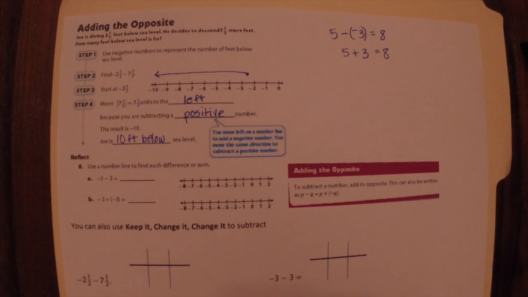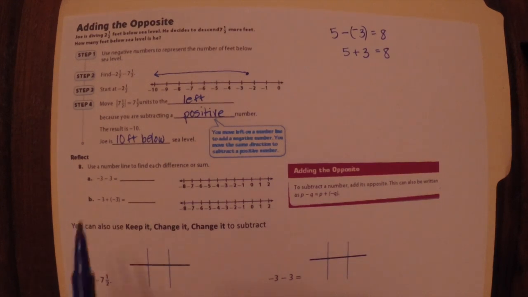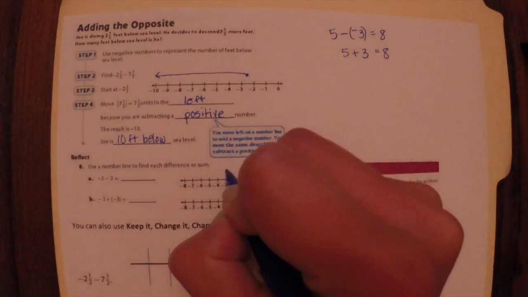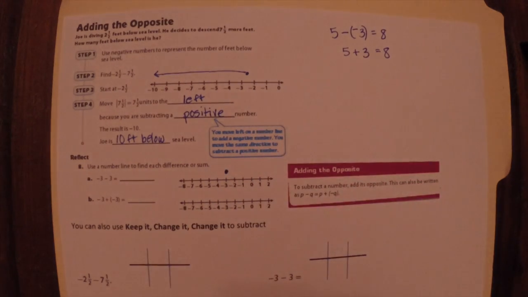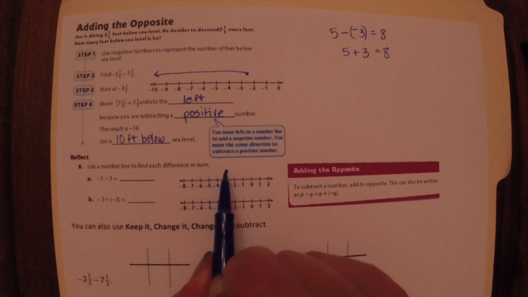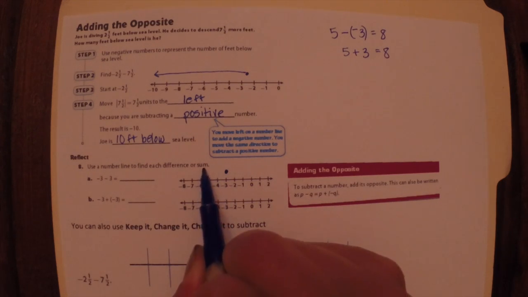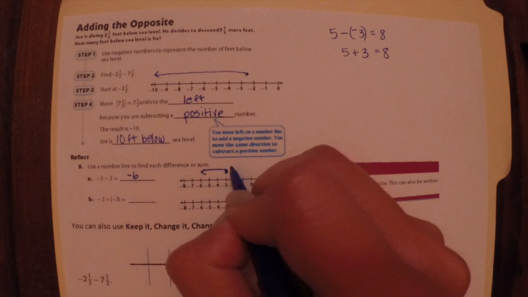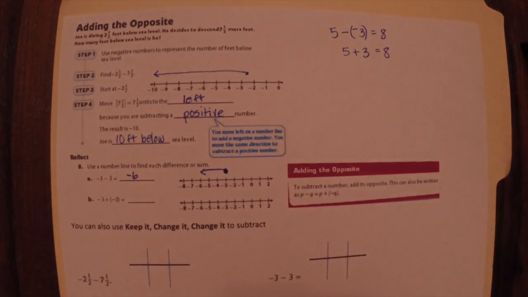We are going to use a number line to find each difference or sum on examples A and B in number 8. If I am at negative 3 on the number line, put a dot, graph that, and I subtract a positive 3, that means I'm going to move to the left 3 times. 1, 2, 3. Where do I end up? Negative 6. That's what you need to write there.